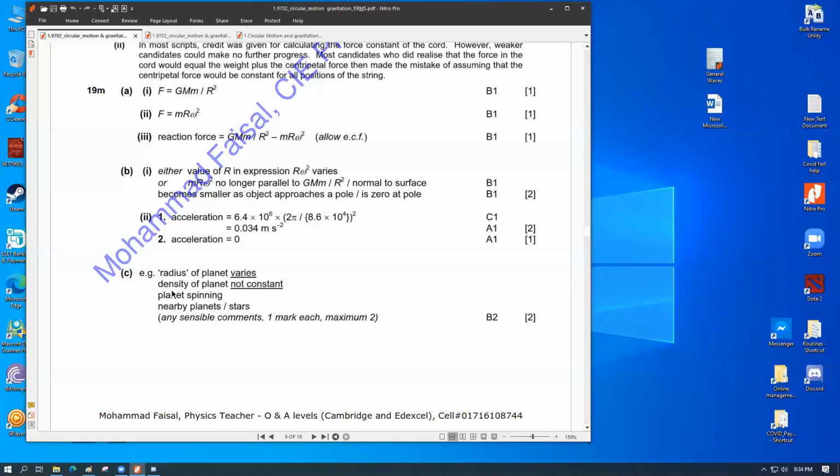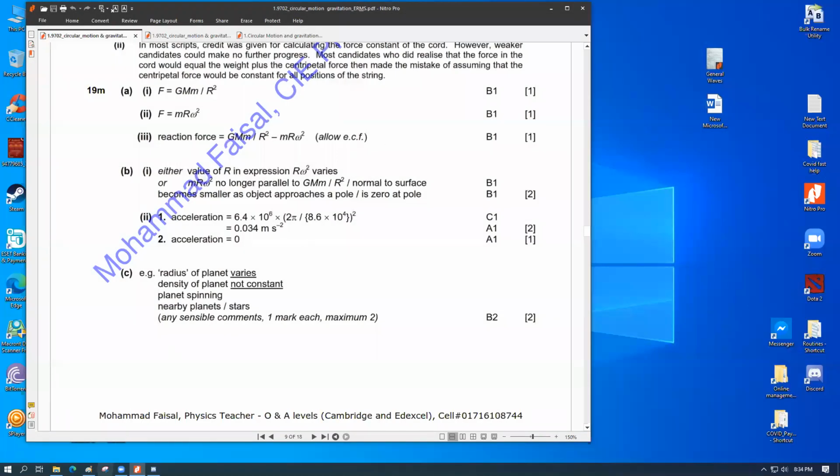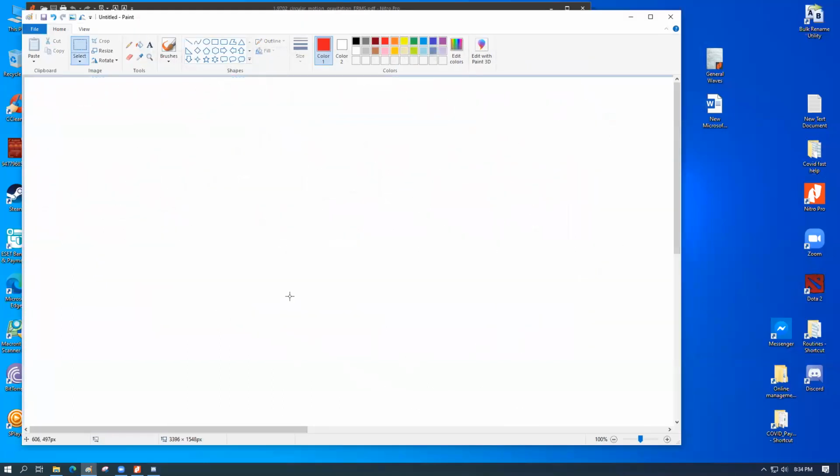So one of the points they have given us in terms of example, which is very liberal in my opinion: radius of the planet varies, which we covered. Density of the planet not constant. Actually, if you wonder why density of the planet not constant is a factor, Earth is mostly uniform in terms of its density, but it's not impossible that some other planets might have a shape like this.